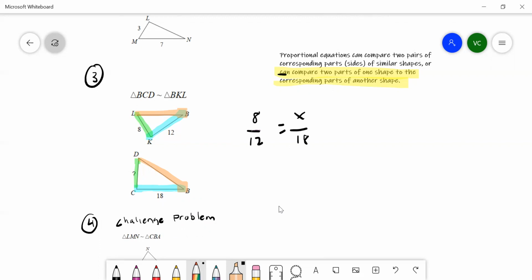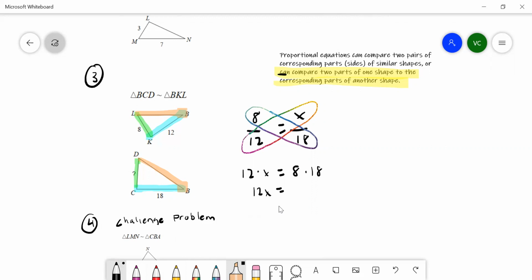If you said we're going to cross multiply this 12 times x, and then cross multiply 8 times 18, you'd be right. And you just get 12x equals 8 times 18, which is 144. Divide both sides by 12, and x becomes 12.